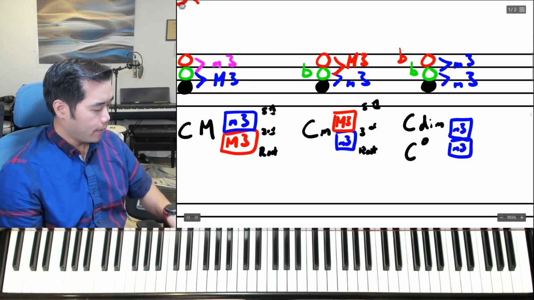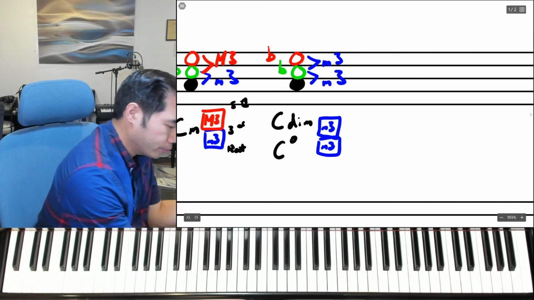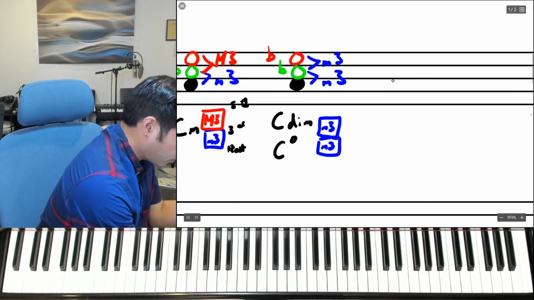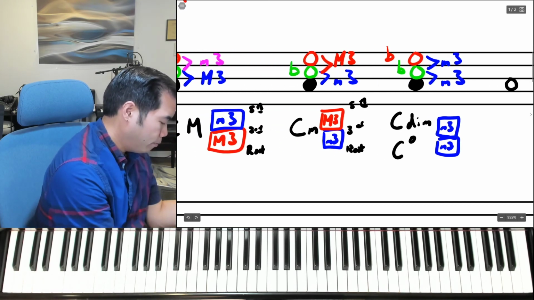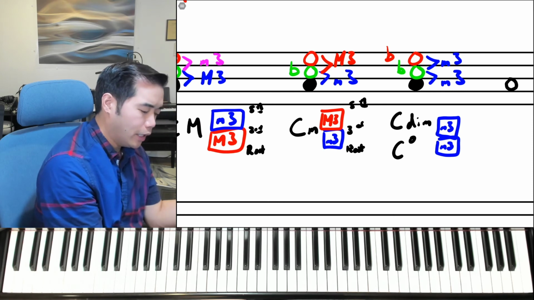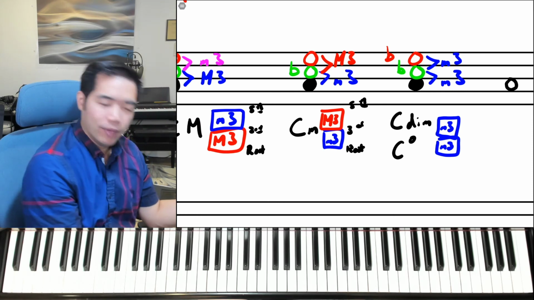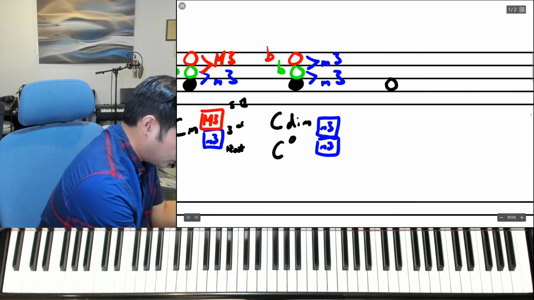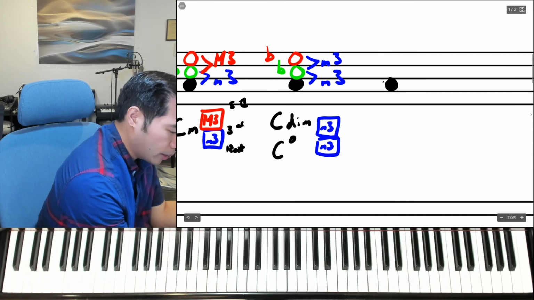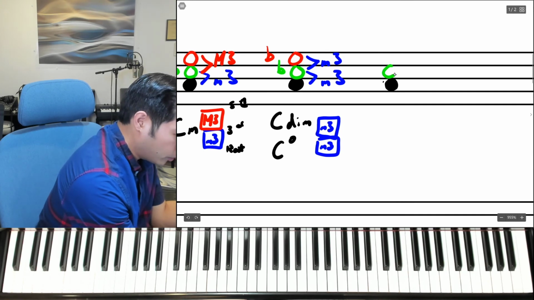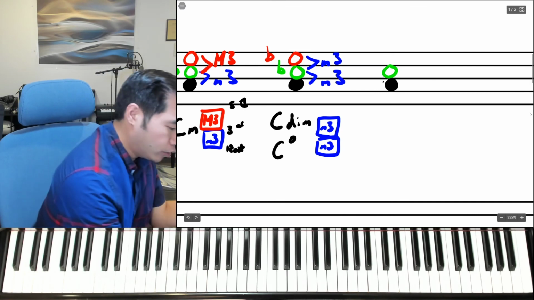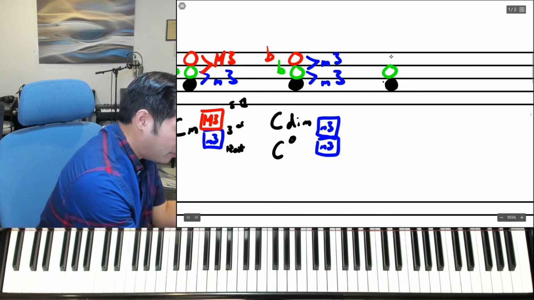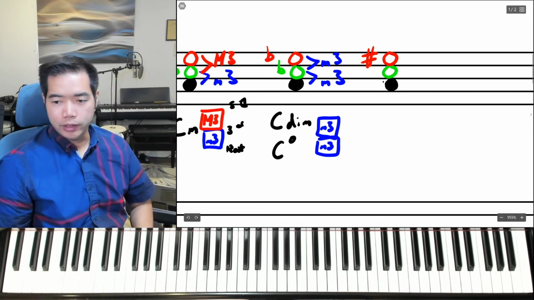Okay. And there's one more type. We've done major minor, minor major, and minor minor. What's missing? Major major. So again, we're going to use C as our root. This time we need a major third, so it's not going to be E flat, it's going to be E natural. And then in order to make a major third on top of that, we're also going to raise the fifth scale degree to G sharp.